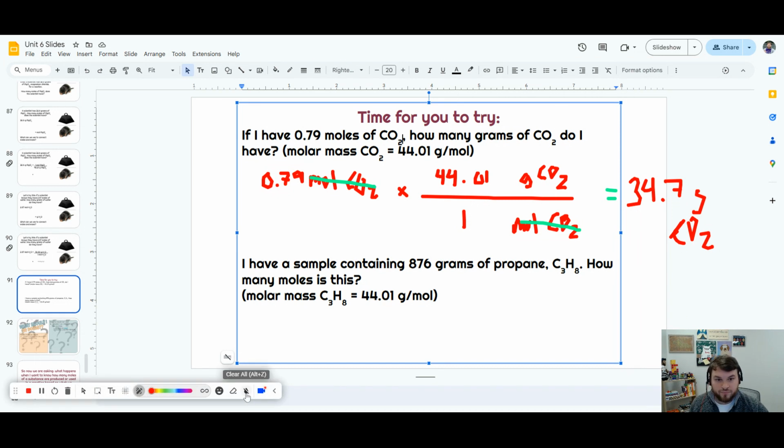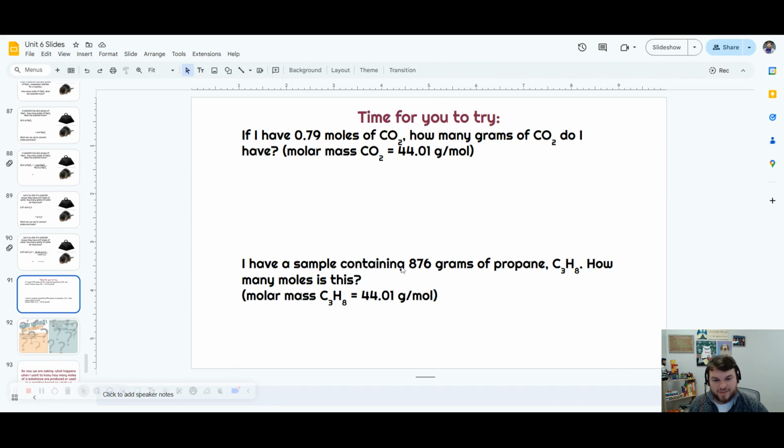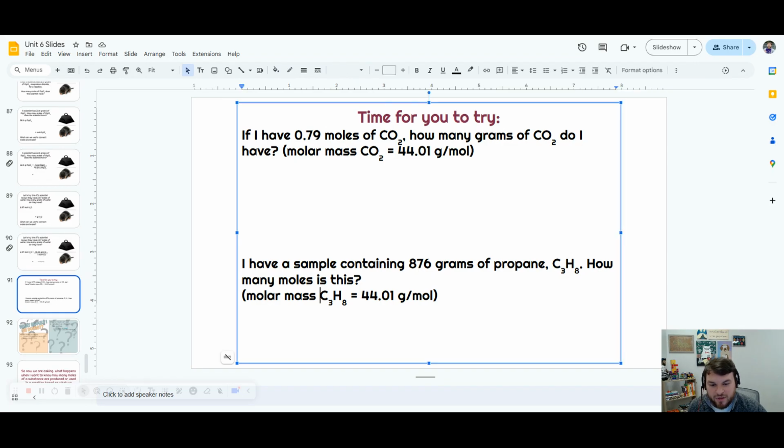All right. Now, let's go ahead and try one more. We are going to look at this problem down here. I have a sample containing 876 grams of propane, which is C3H8. How many moles of propane is that? And again, I give you the molar mass of propane here, which is 44.01 grams per mole. All right, so try that. Tell me how many moles of propane I have in 876 grams.